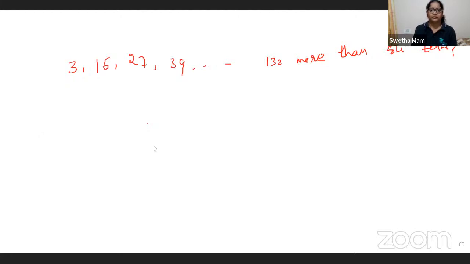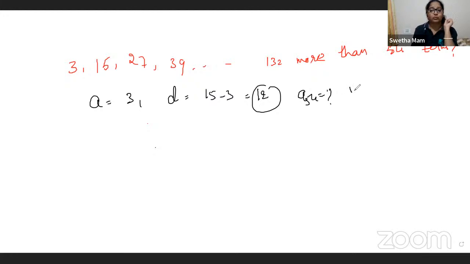First you find, okay, just do it fast and tell me the answer, which is A54. Write what is given. A is equal to 3, D is equal to 15 minus 3, that is equal to 12. Then A54 is equal to question mark. What is this 54? That is n. Tell me the answer. I'm writing here. Find A54, children.